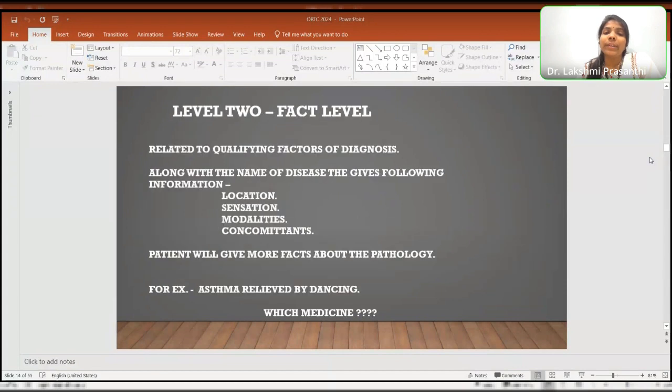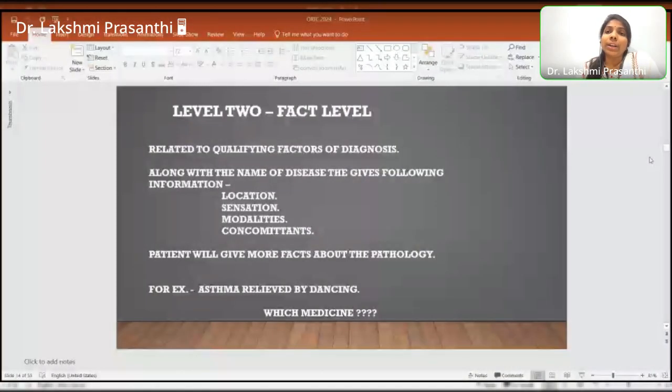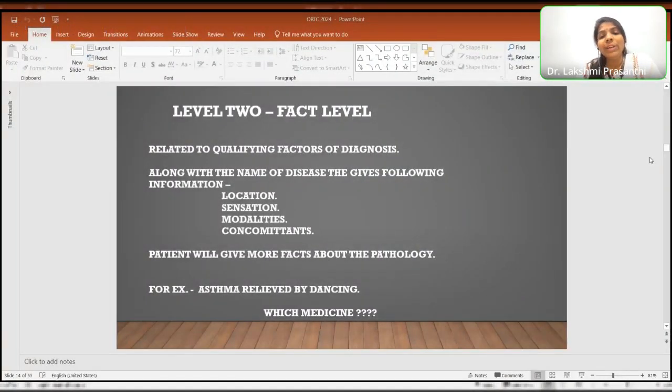Next comes level 2, which is the fact level. Fact level basically classifies that you are getting more qualifying factors of the disease or the diagnosis. You get the location, you get the modalities, you get the more qualifying factors, whether it is aggravating, ameliorating, or the patient will give more facts about the pathology. For example, asthma relieved by dancing. Many of you would be knowing the medicine of this asthma relieved by dancing.